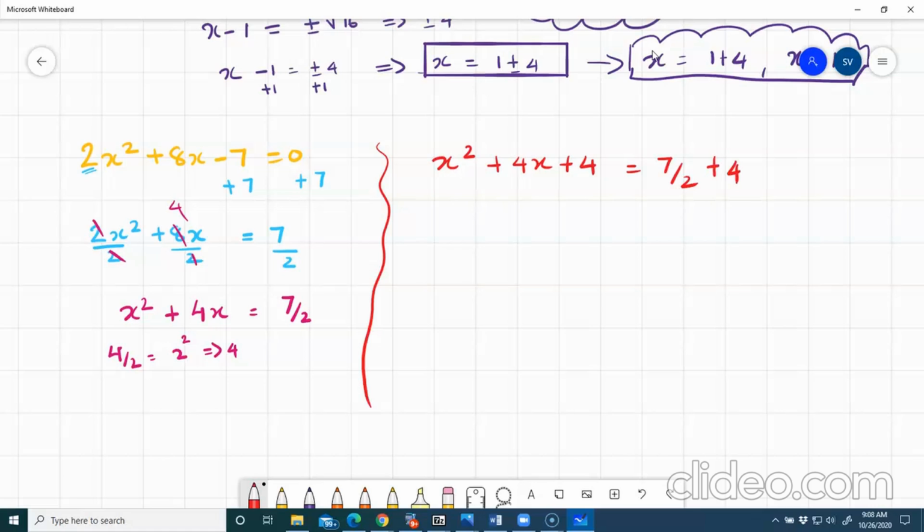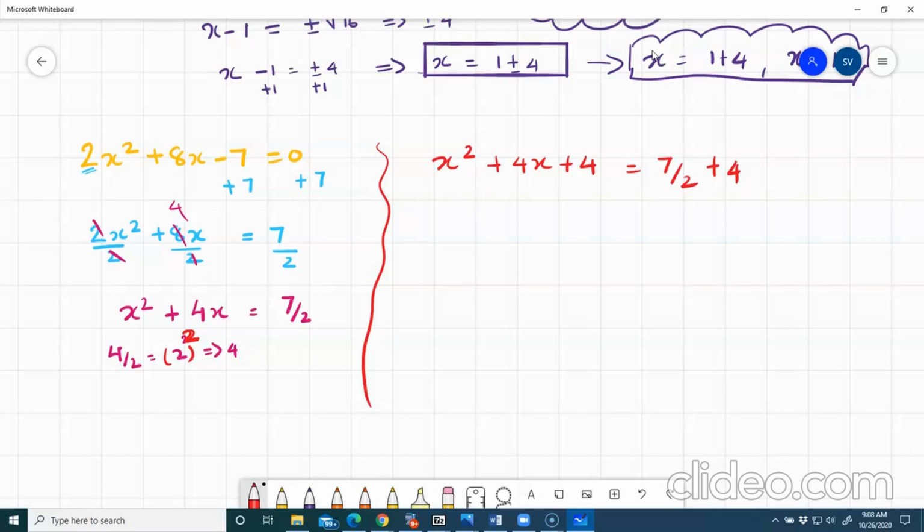Okay, don't get confused about where I got this 4. What is that 4? The coefficient of x is 4. Divide that coefficient by 2 always. So your answer was 2. Then what you need to do, you have to square it. So that answer is 4. That answer you have to add to both sides of the equation. So this is x squared plus 4x plus 4 is equal to 7 by 2 plus 4.